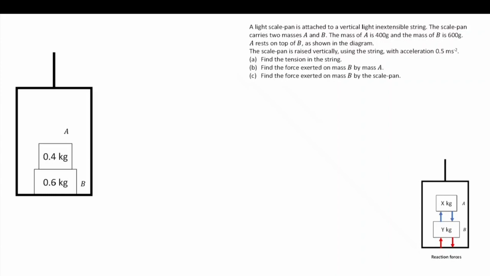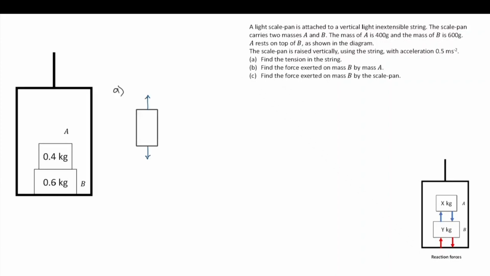So here we're told a light scale pan is attached to a vertical light inextensible string. The scale pan carries two masses, A and B. The mass of A is 400 grams and the mass of B is 600 grams. A rests on top of B as shown in the diagram. The scale pan is raised vertically using the string with acceleration 0.5 meters per second squared. We're first asked to find the tension in the string.